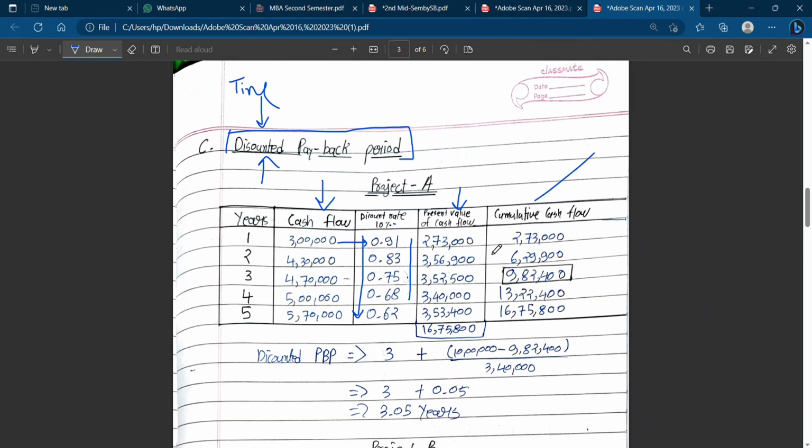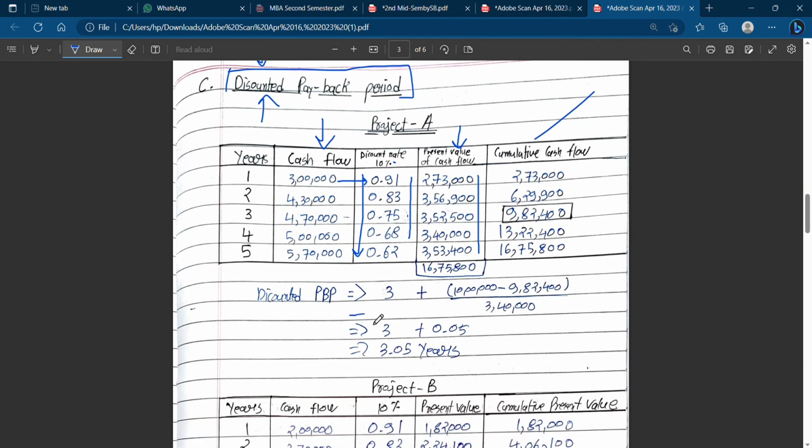We will calculate our cumulative cash flow on these values and follow the same steps as we did in our first question. We will see that our 10 lakh is covered in almost 3 years. So we calculate the remaining amount, 10 lakh minus what we have covered in these 3 years, and divide by the inflow of the fourth year. We will get 0.05. So our investment is paid back in 3.05 years.